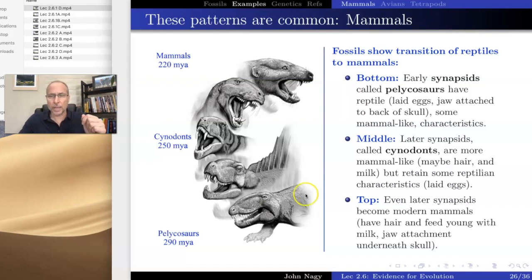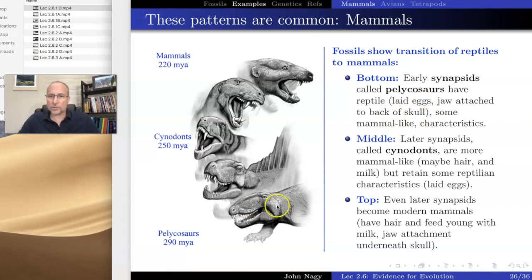Those are all reptiles. And they're reptiles because they lay eggs that are what are called amniotic. They have an amniotic fluid around the embryo so that the embryo can basically develop within that fluid. And these pelycosaurs had that same property. They laid eggs, and they had a jaw that was attached all the way to the back of the skull, which is different than ours, different than the mammals. In mammals, the jaw is attached more forward.